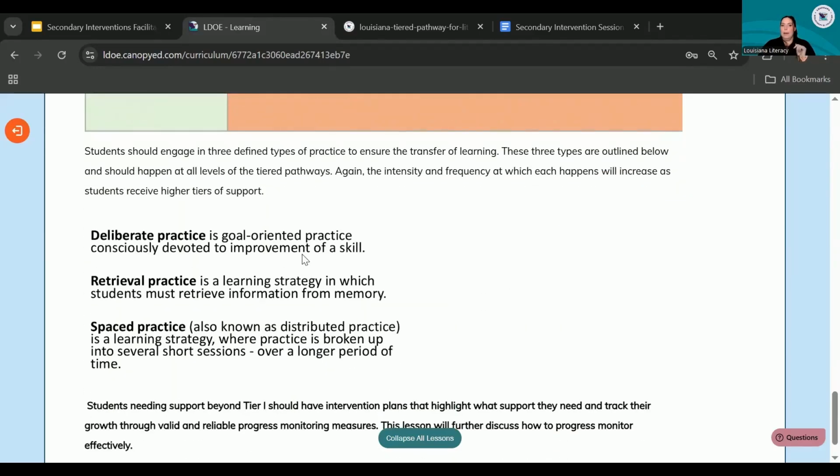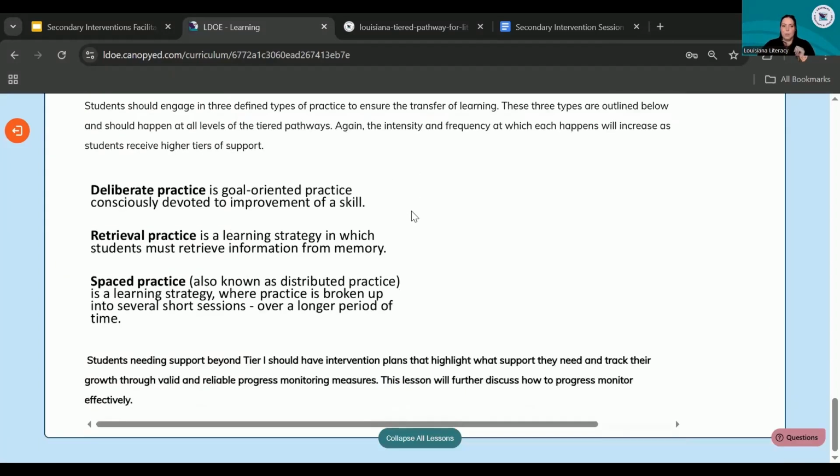And then lastly, we talked about how important it is across, again, all three tiers for students to have all three of these types of practice integrated into their instruction. That deliberate practice that is devoted to improving one specific skill, retrieval practice where they have to retrieve information from memory, and spaced practice where they're practicing those skills over long periods of time. So you don't teach it on Monday and then say, well, I taught it, and move on and never do it again. They may need you to revisit it several times over to ensure that transfer of learning.